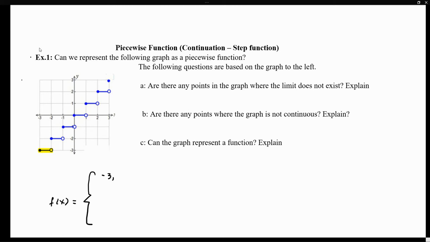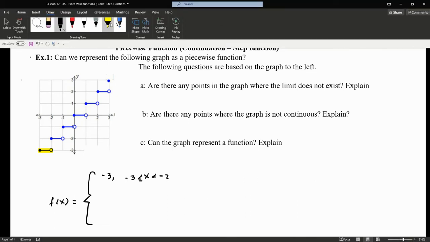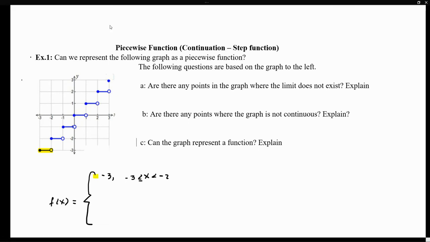But now what is the limit? What are the restrictions on the domain? Notice that in this step, I'm only using x values between -3 and -2, excluding -2. So I'm only using values from -3. Notice that at -3, we have a solid circle, so it's included. And at -2, we have an open circle, so we don't write down an equal to. Now this is a representation of my first step.